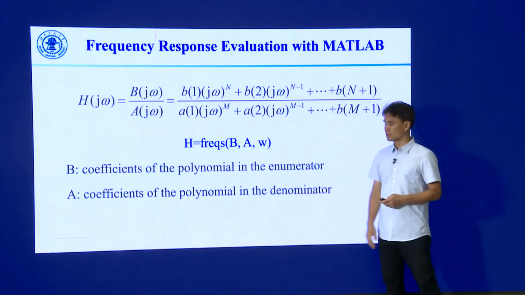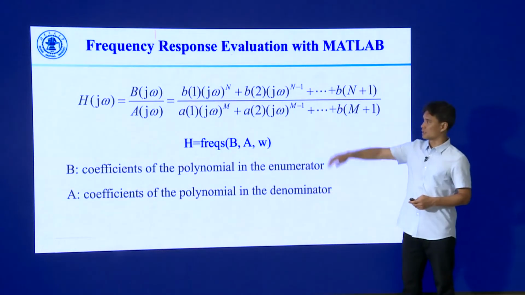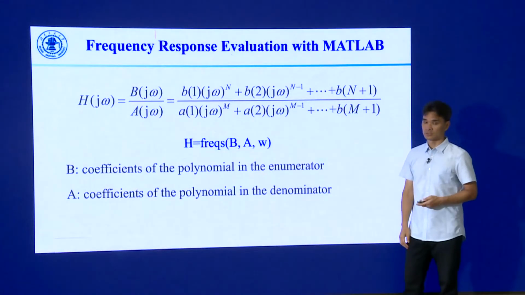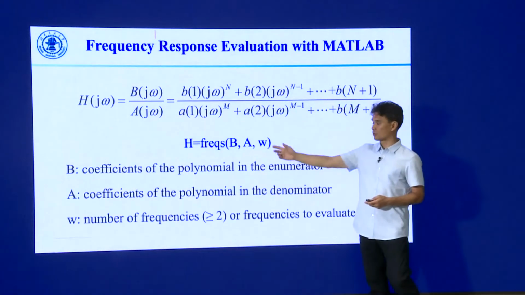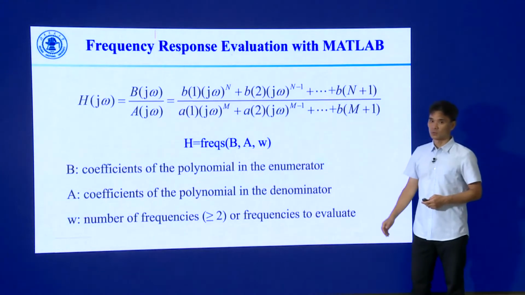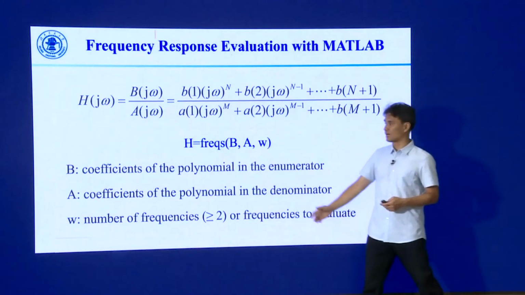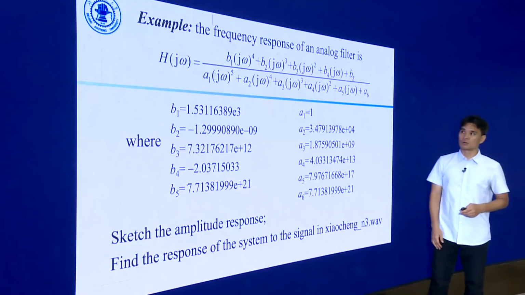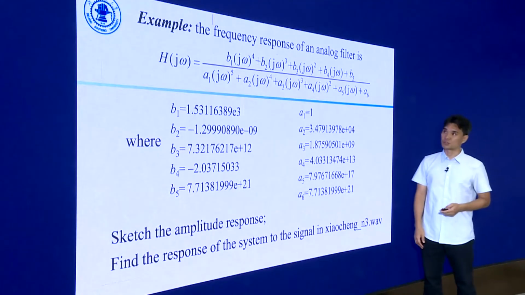These two are the coefficient vectors on the numerator and the denominator respectively. And this parameter tells us at which frequencies we need to evaluate the frequency response. And here's one example of how we can make use of that function.